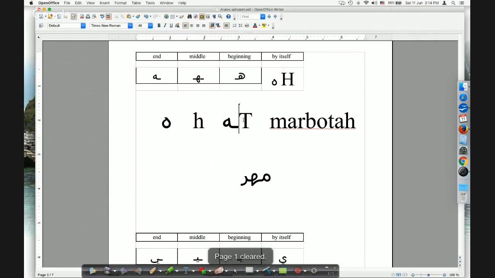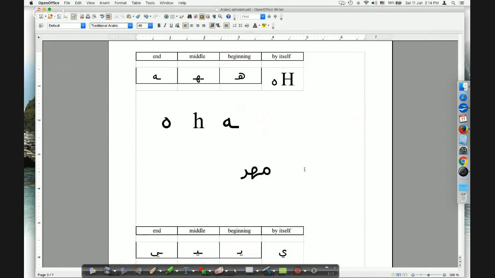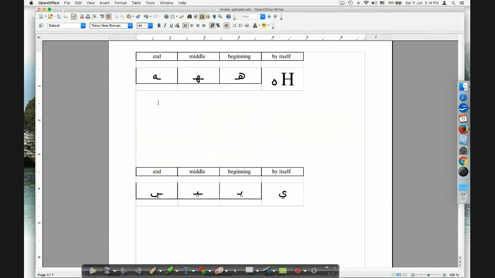Now, if I have a word where there's a ra before the ha at the end, then we have to make the letter simply come as a ball. I'm trying to let us see here.